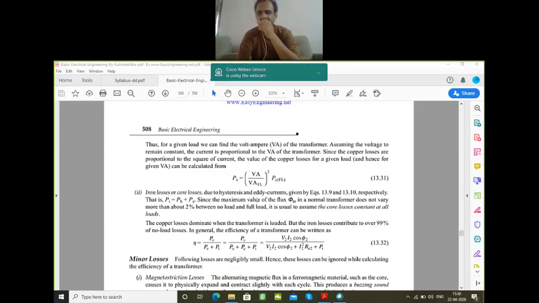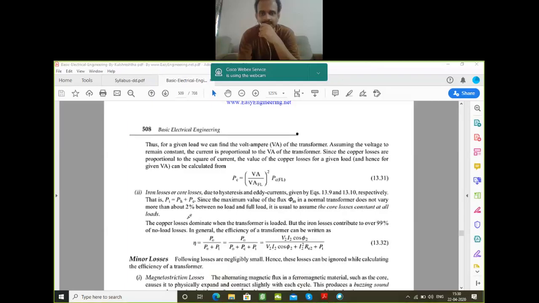And eddy current. What is eddy current? Eddy current is the small current that is flowing in the secondary because of the external flux that is linking the transformer from the nearby surroundings. Eddy current means small opposing current which flows in the transformer because of the nearby flux of the environment.